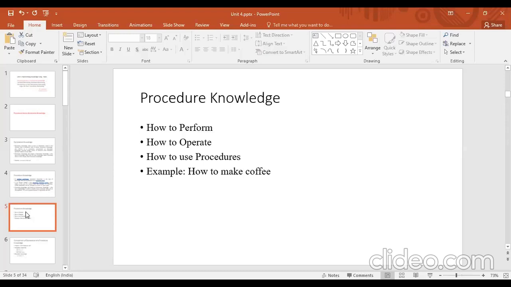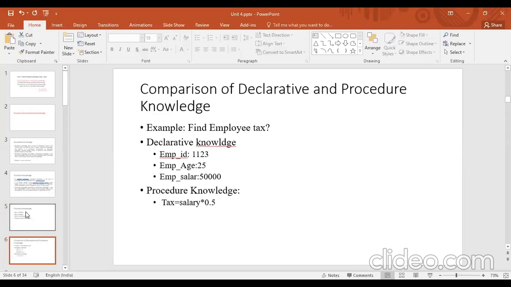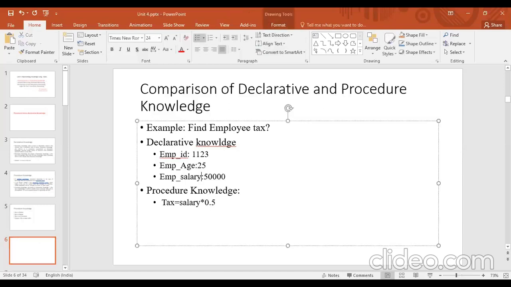Okay. Now we see one more example, so you clear this concept one by one. Now I give one example: how I have to find the employee tax. Which data is declarative knowledge and which task is procedure knowledge? Suppose the given task is to find the employee tax. Now the given data is employee ID, employee age, and employee salary. Right? Now I have to find the tax.